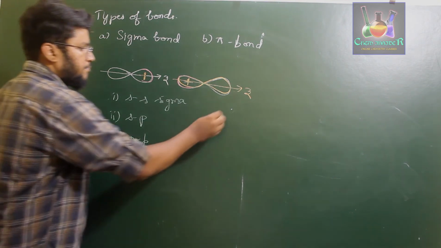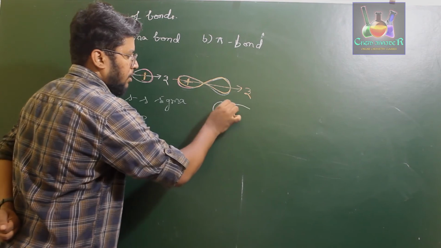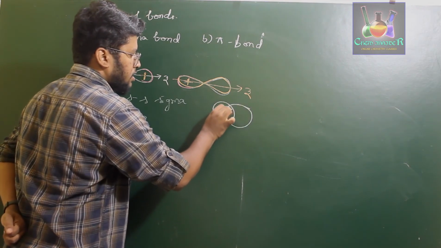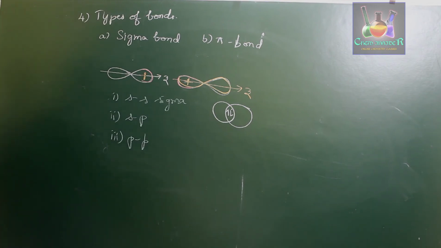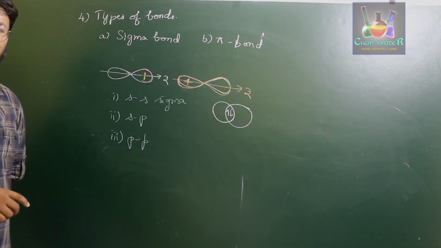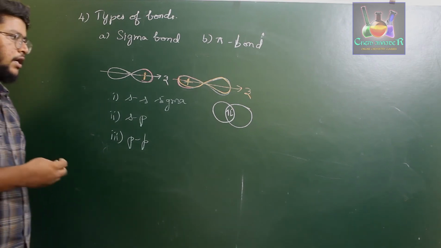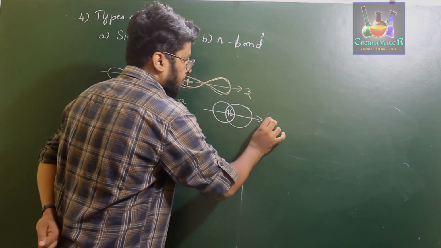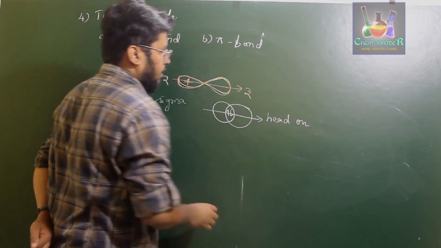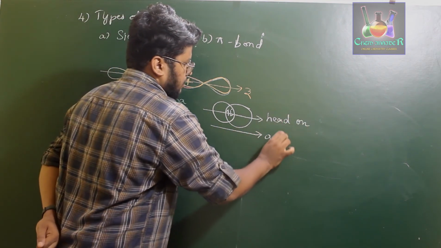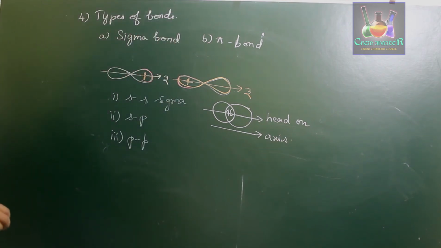So what happens here is, in the ss sigma bond, the s orbital of one atom will be overlapping with the s orbital of another atom, and this will be a head-on overlapping. And this is parallel to the axis of the molecule. That is nothing but the axial overlapping. Head-on overlapping is also called axial overlapping. That means the axis of the orbitals should be parallel to the axis of the molecule.